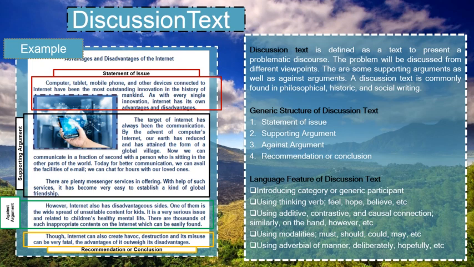Language features of discussion text. Introducing a category of generic participant. Using thinking verbs: feel, hope, believe, etc. Using additive, contrastive, and causal connections: similarly, on the other hand, however, etc. Using modalities: must, should, could, may, etc. Using adverbials of manner: deliberately, hopefully, etc.